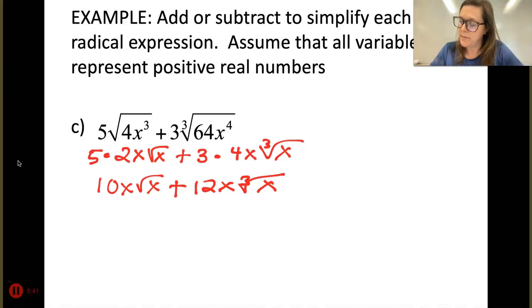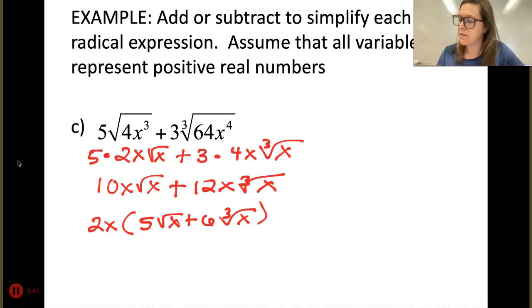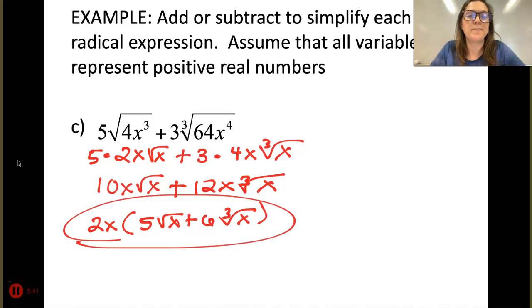All right, so what do we have in common that I can factor out? Well, I can factor out a 2 and an x. So now I'm left with 5 square roots of x plus 6 cube roots of x. We'll leave it there.